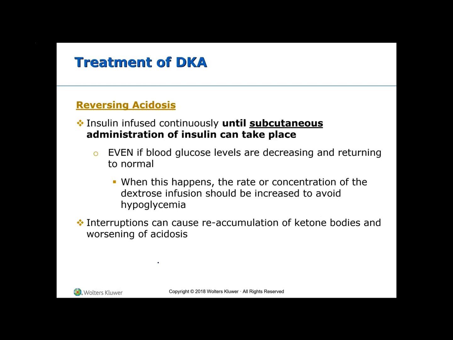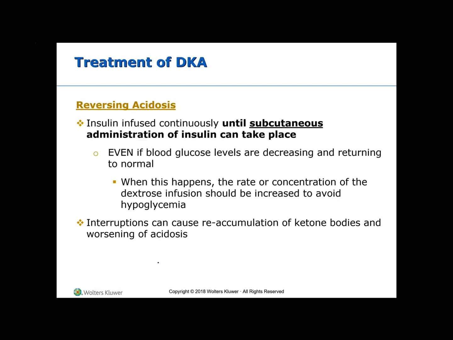And the insulin infusion is continuous until subcutaneous administration of insulin can take place. So you're going to keep them on an insulin drip until they convert out of DKA, and you convert out of DKA when you're no longer acidotic. And remember, way back in the time, we talked about the anion gap. This is where application of the anion gap comes into place. So as the anion gap closes, you're no longer in acidosis.